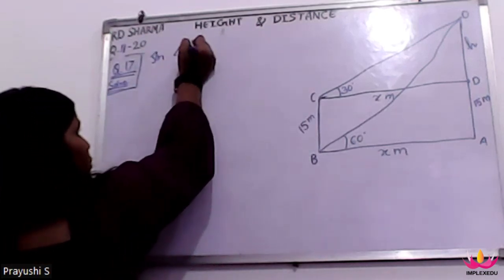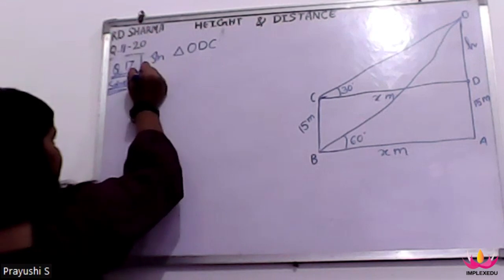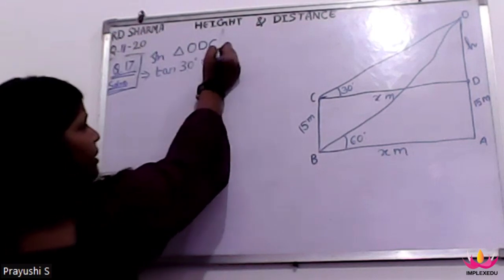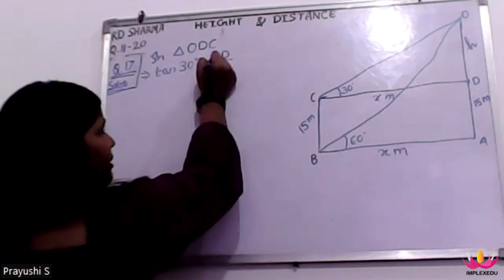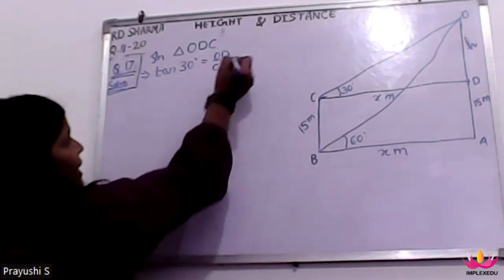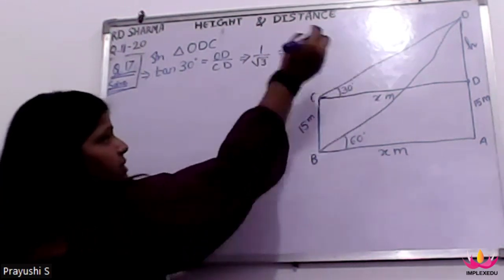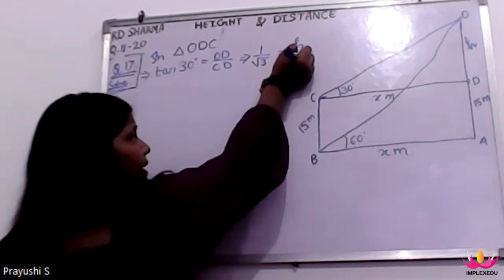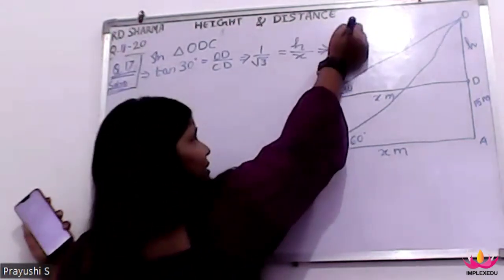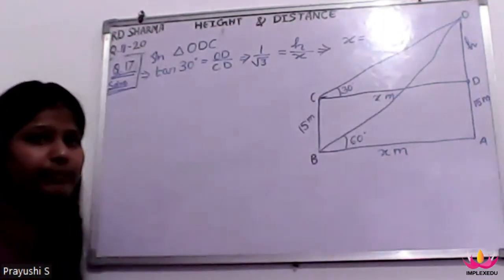triangle ODC. Okay. In triangle ODC, tan 30 is equal to OD upon CD. Correct? Now we know that tan 30 is equal to 1 upon root 3. Done. Now OD is equal to h and CD is equal to x. So from here we got that x is equal to root 3h.